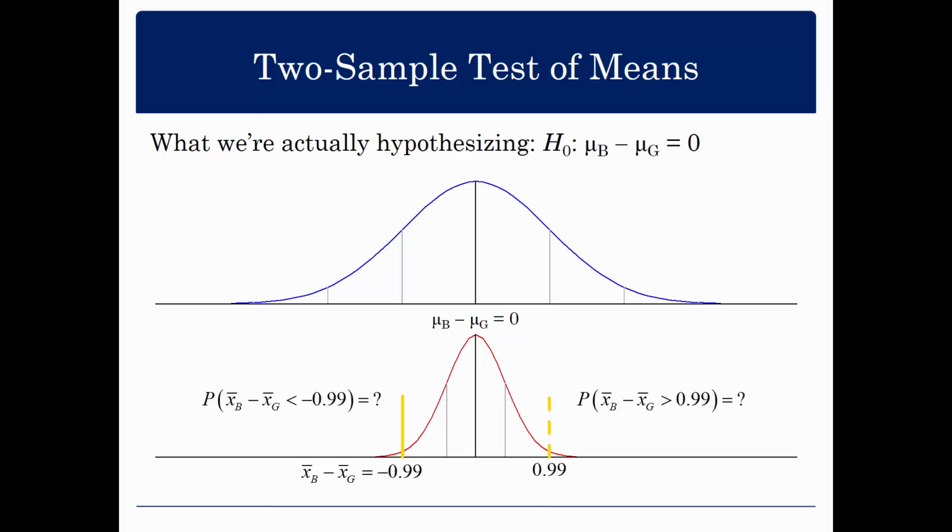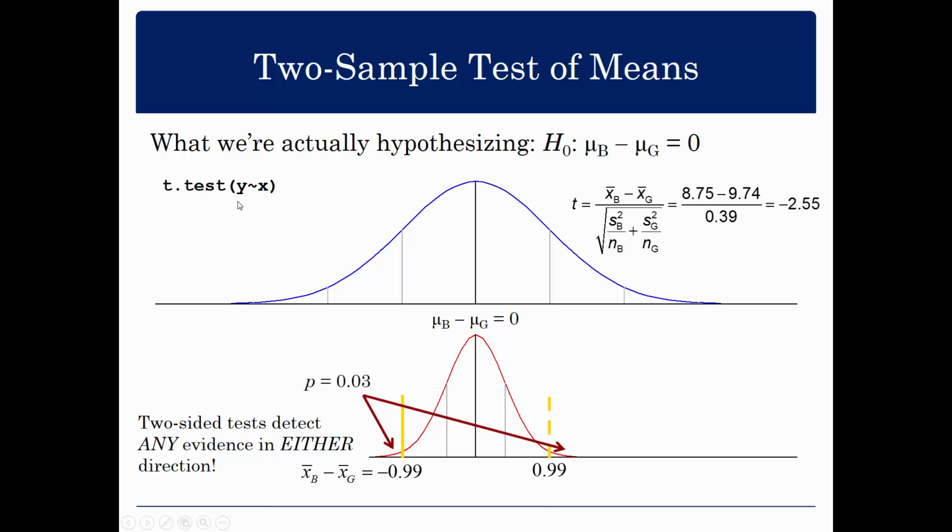So here's what we're hypothesizing. We're hypothesizing that the difference in their averages is zero. And I'm going to compare our observed averages. So I can do this again with that t.test function in RStudio. I've got the code in R, and I will send that script for you all to show you how I indicate both X and Y. And this is how you specify models.